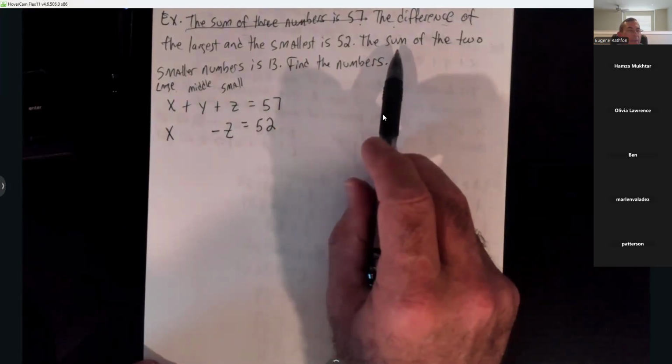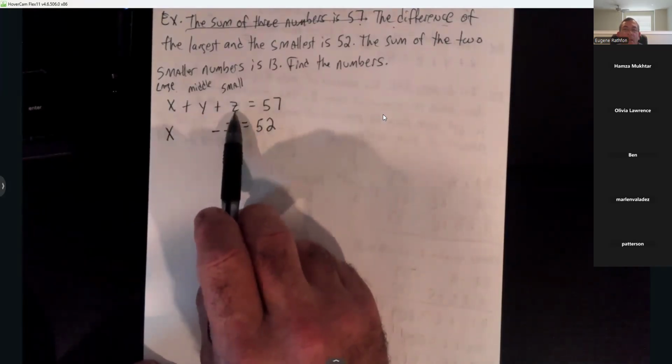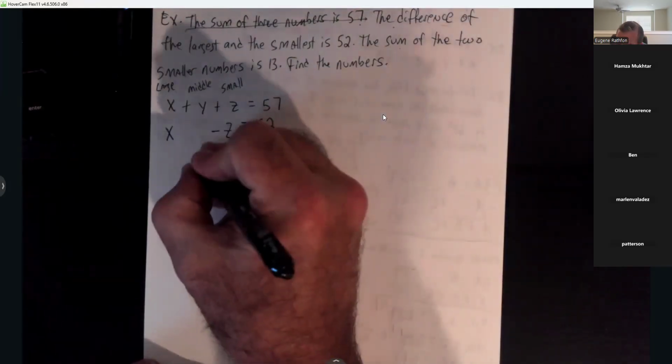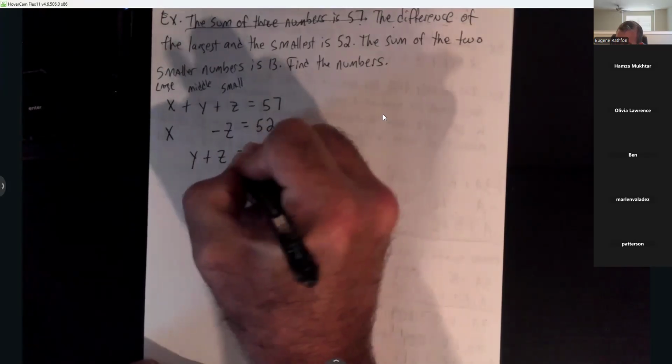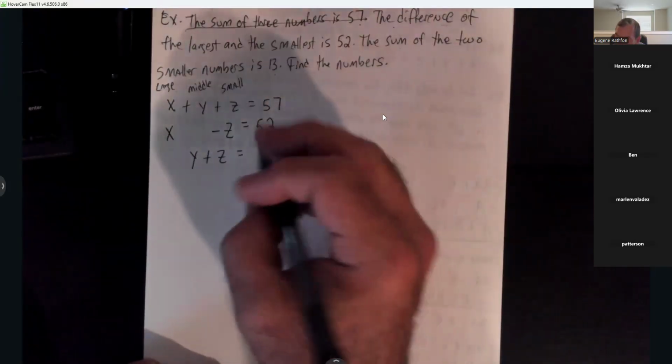There y'all, so they said my two smaller numbers, so that's my y and my z, and it said sum, so they're being added. So that means y plus z equaled 13.